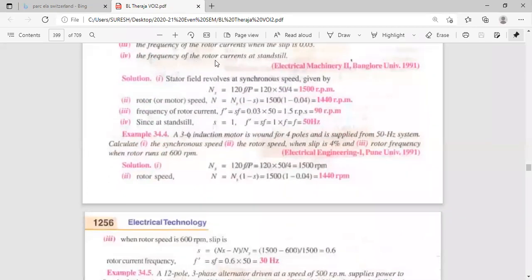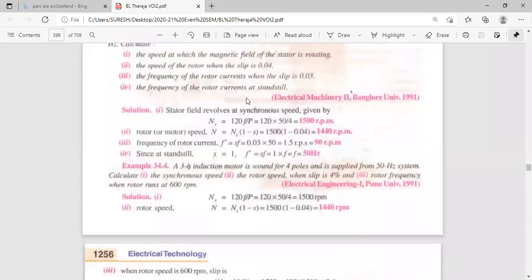He is asking the frequency of the rotor currents at standstill. F dash is equal to SF. Substitute S is equal to 1. F is 50. At standstill, S is equal to 1, so F dash is equal to 50. F dash is equal to S is 1 means F. F is 50 hertz. That's all about the problem.